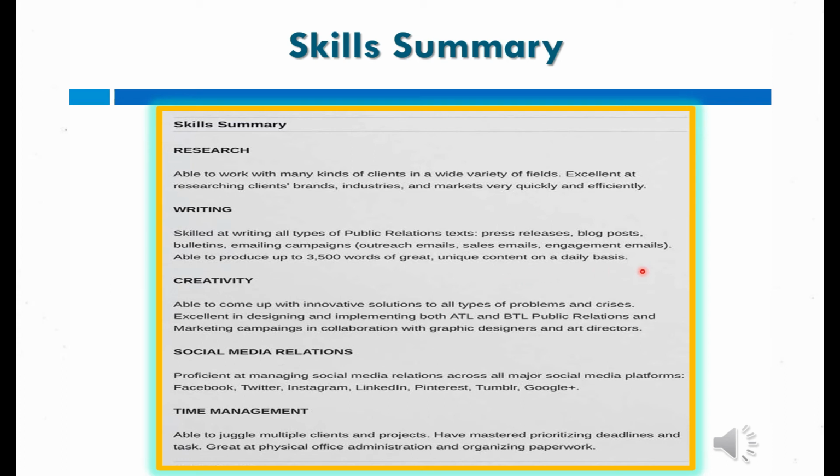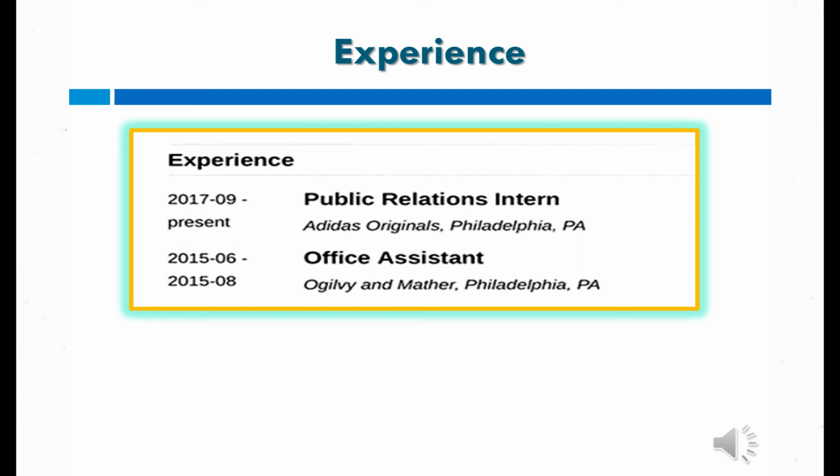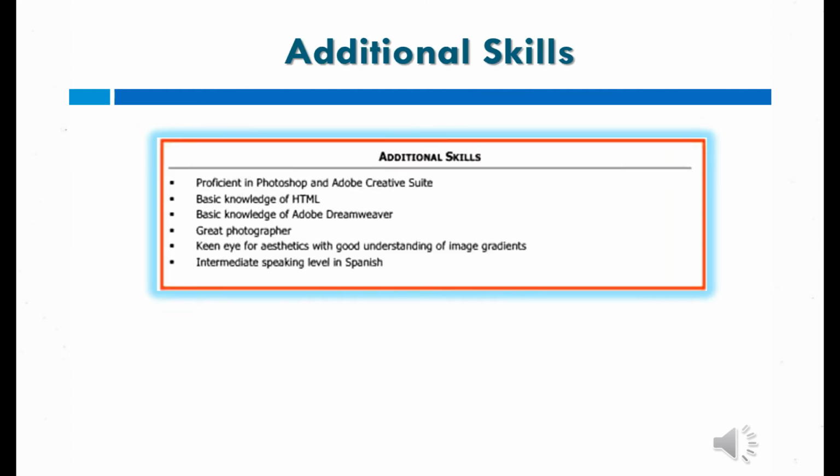Okay. Now we are highlighting the skills right here: creativity, okay, social media relations, and time management. So this describes how you are good at those skills and how you could benefit the employer in these skills. Time management. Okay. Experience. You could also mention your experience in a summary form on your skills based CV as well. So you have the skills on the top, and then you need to include your experience as well. You can have additional skills if you want.